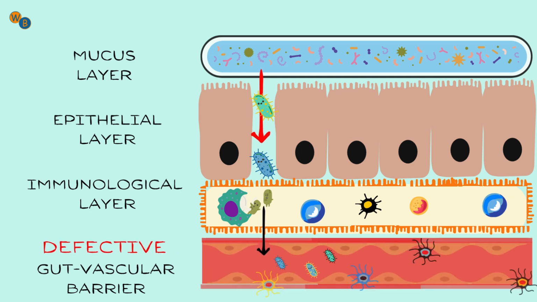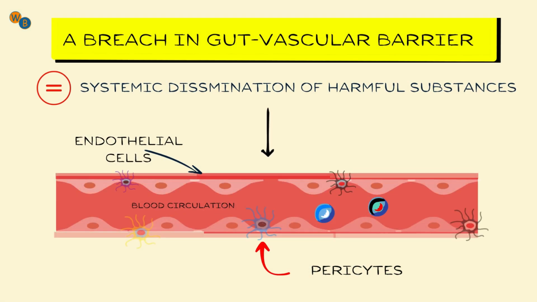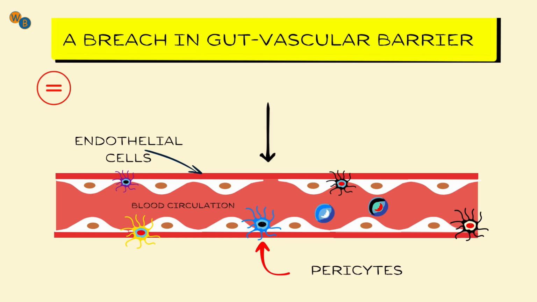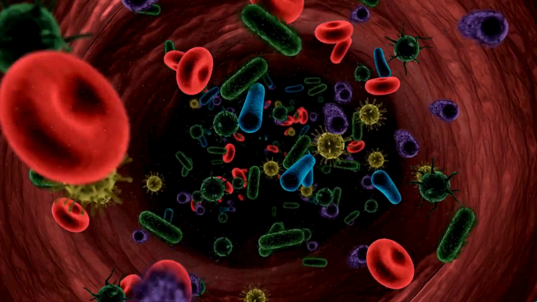When the gut-vascular barrier becomes defective, due to dysfunctions of tight junctions, for example, it can lead to increased permeability and a subsequent increased risk in the dissemination of microbes, toxins, and large particles through the bloodstream.